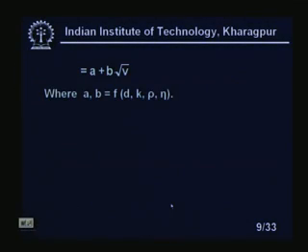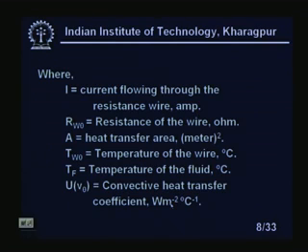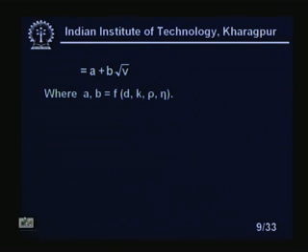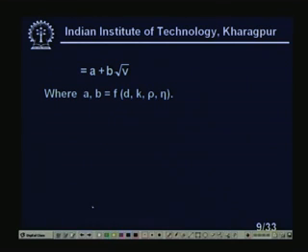Now, these equations I am talking of can also be written as U V naught equal to a b under the square root of V, where a b depends on d, k, rho and eta, the viscosity.